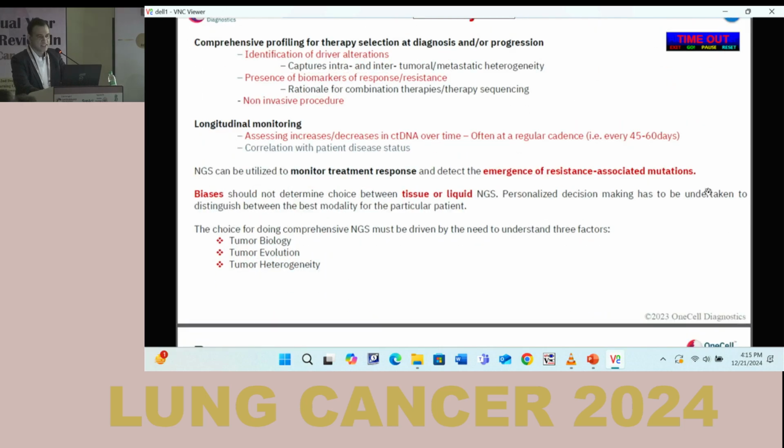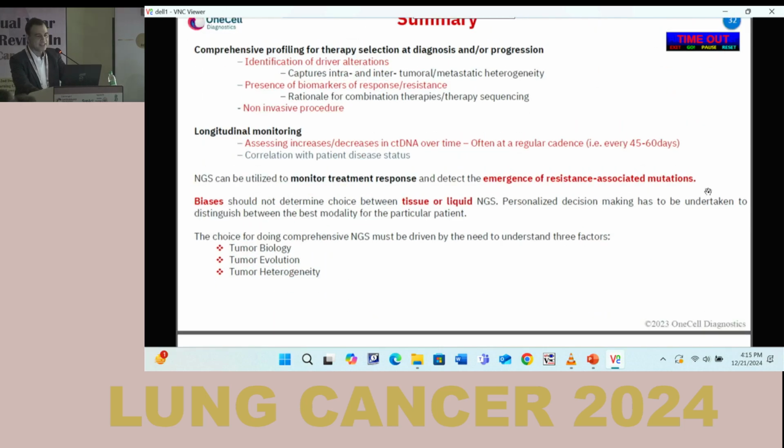So with this, I understand that we often give bias to the tissue, considering that's the gold standard. What I see today is that tissue, which is considered the gold standard, has become old, and liquid is the new solid, and bias should be given towards the choice of doing this comprehensive testing based on the understanding of tumor biology, tumor evolution, and tumor heterogeneity.